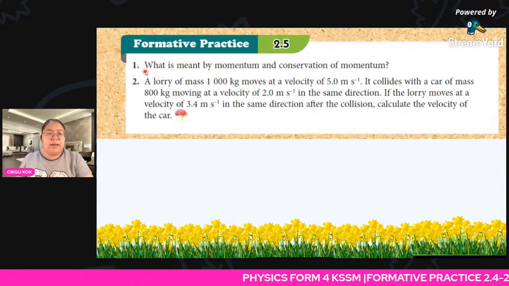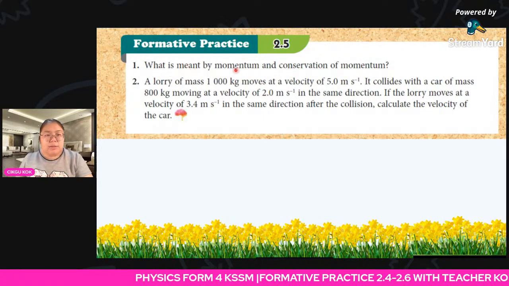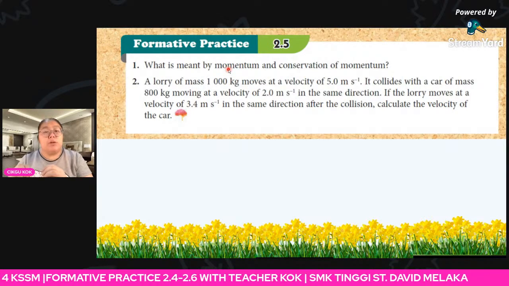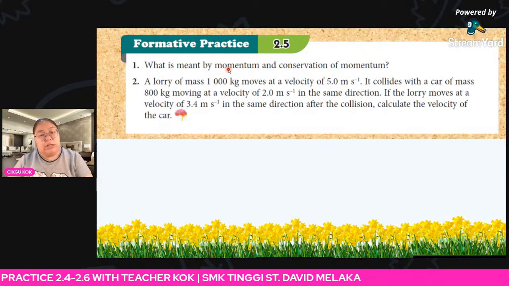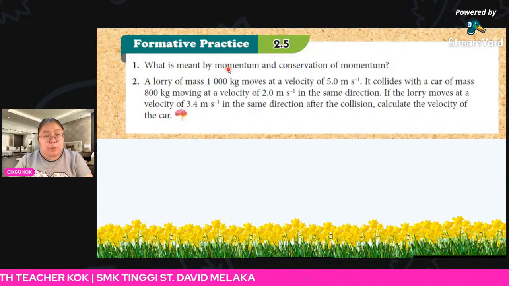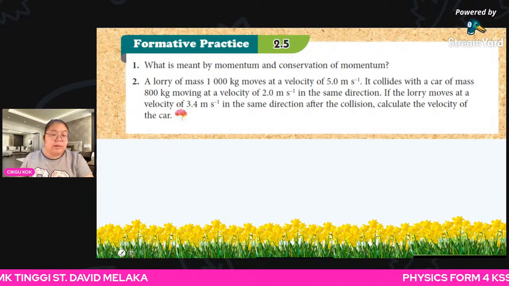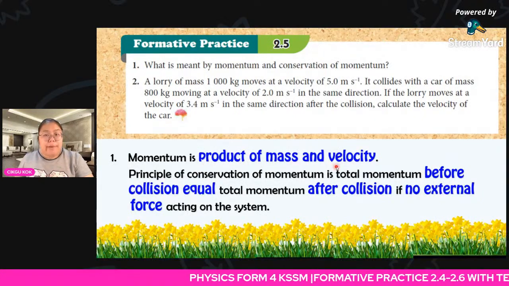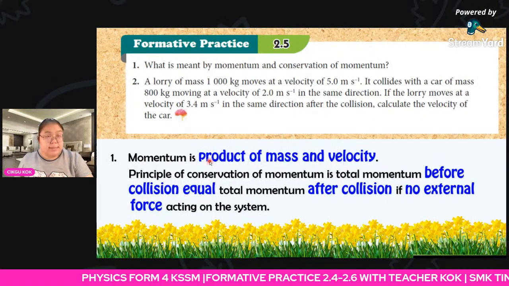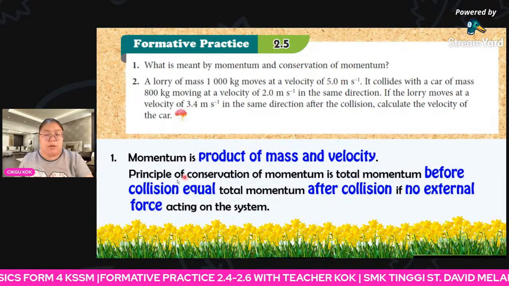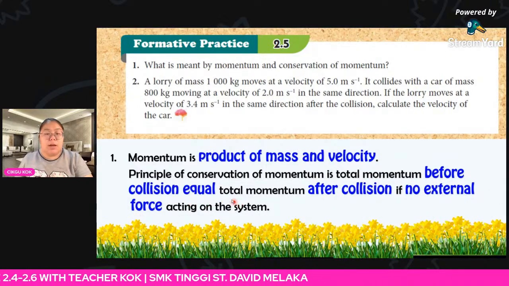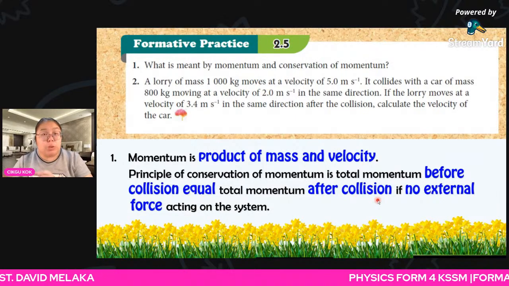They asked about the meaning: what is meant by momentum and conservation of momentum? We answer the first one first. What is momentum? We just transfer it from the original formula into words. Momentum is the product of mass and velocity. So this one is a definition. Number two, the principle of conservation of momentum: the total momentum before collision must equal the total momentum after collision. So remember the keyword is total momentum.